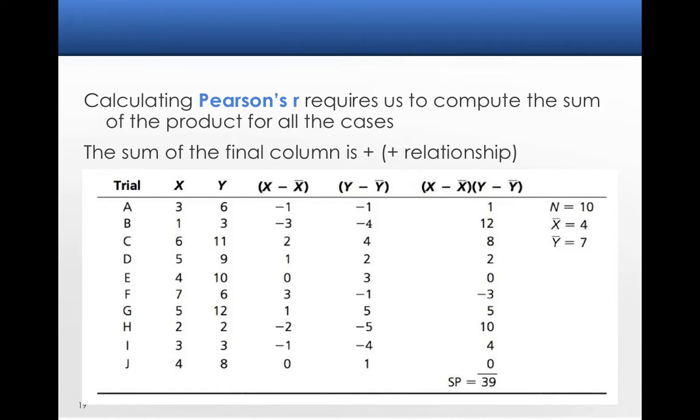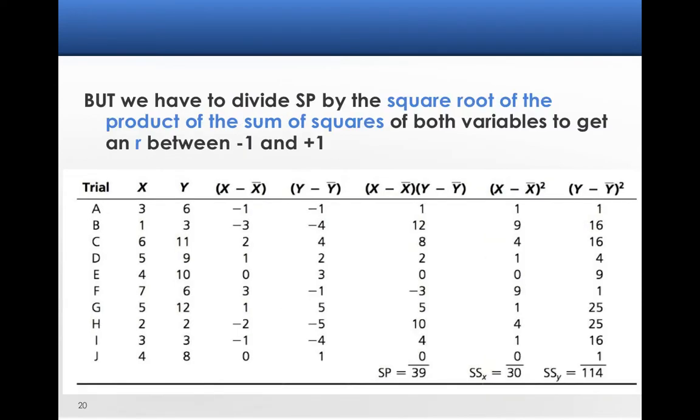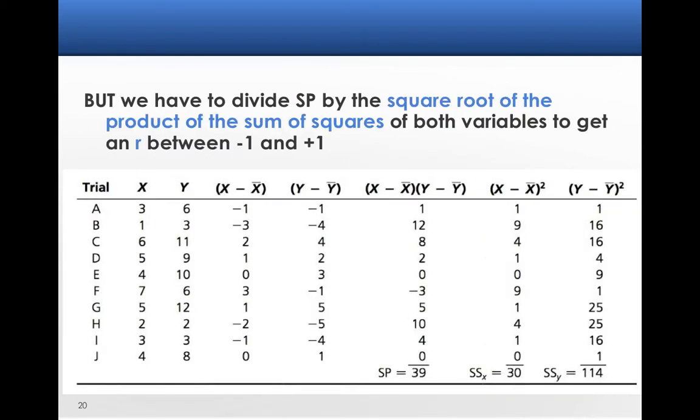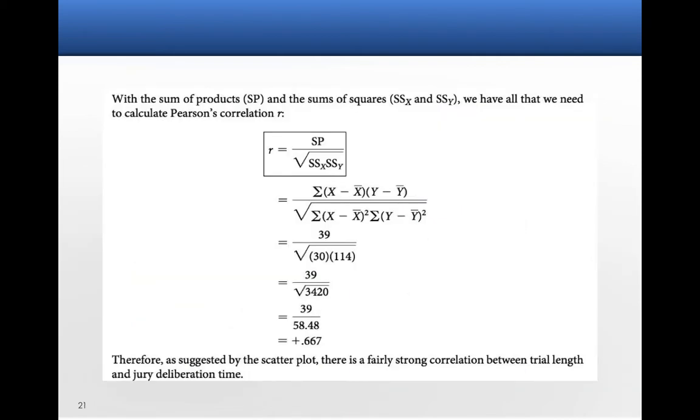We have x and y, and then we take x minus x bar and y minus y bar, and multiply those together. Our next step is to divide SP, the number we just got here, 39, the sum of the products, by the square root of the product of the sum of squares of both variables. So we have x minus x bar squared and y minus y bar squared. We plug them all right back in.